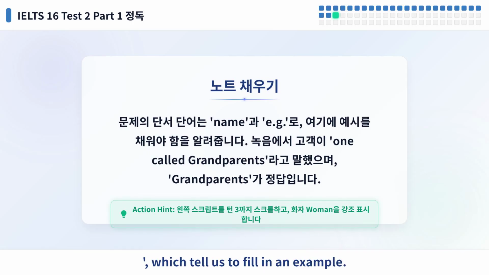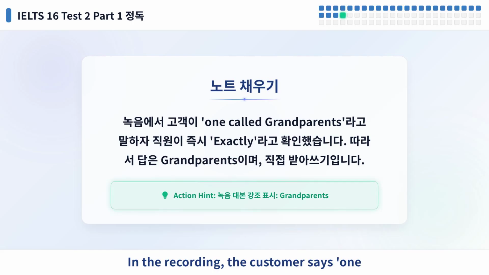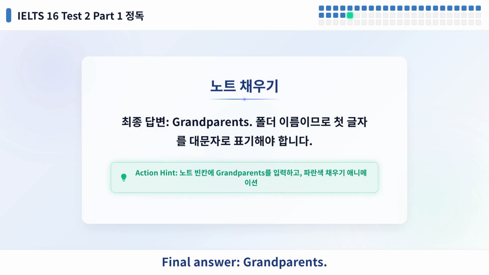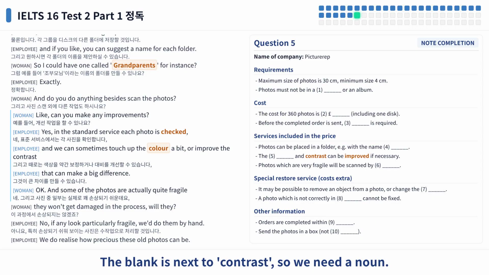in an example. In the recording, the customer says, "One called grandparents," so grandparents is the answer. The employee immediately replies, "Exactly," to confirm. So the answer is grandparents, a direct dictation. Final answer, grandparents. Remember to capitalize the first letter because it's the name of a folder.